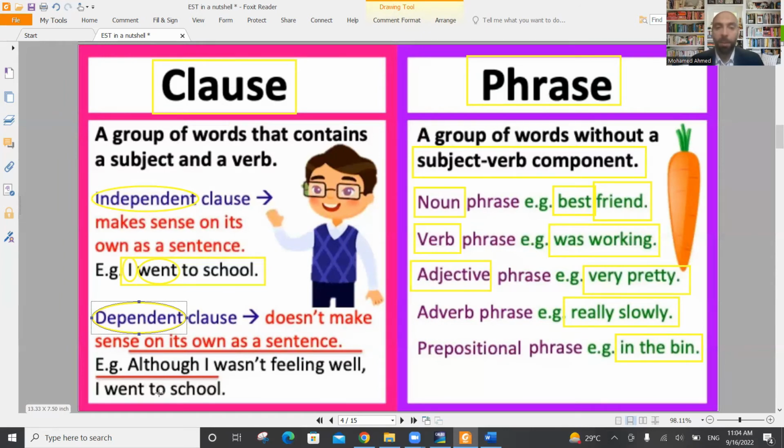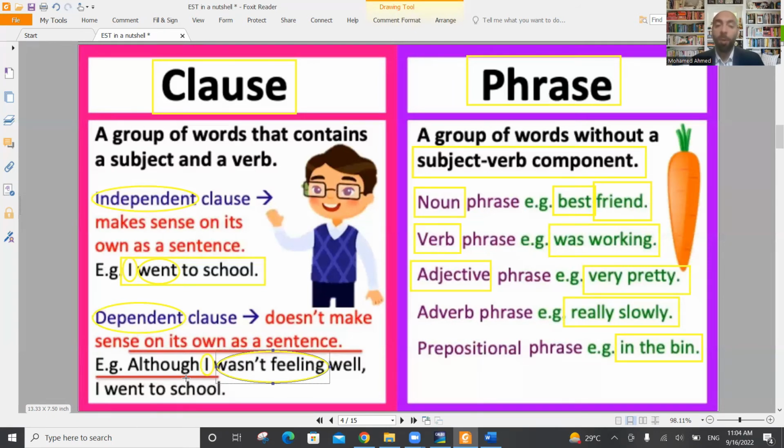I can't understand. So look at this one here. You find I, the subject, and also a verb, wasn't feeling. So it has a subject and a verb. But the problem here is that I started my sentence with a conjunction, with a subordinator. Subordinators like although, because, since, okay? All these words can change an independent clause to a dependent clause. Dependent means that it depends on another sentence.